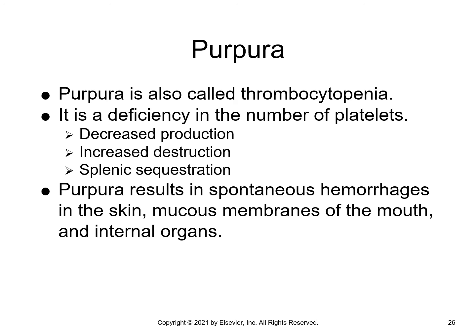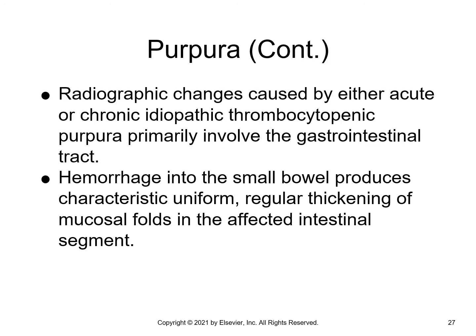Purpura results in spontaneous hemorrhages of the skin, mucous membranes of the mouth, or other internal organs. So this is from the decreased number of platelets. Radiographic changes caused by either acute or chronic thrombocytopenic purpura primarily involve the gastrointestinal tract, so it would result in bleeding of the GI tract. The hemorrhage into the small bowel produces characteristic thickening of mucosal folds in the affected area.